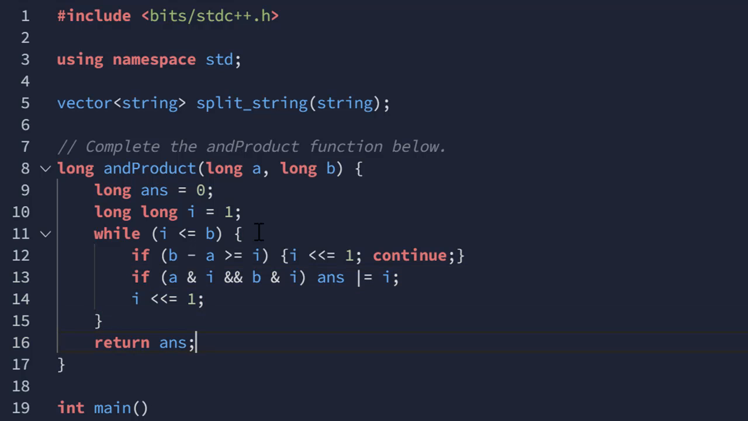This is actually the code that gets accepted. This was a fun and interesting exercise about bit operations, actually bit by bit operations.